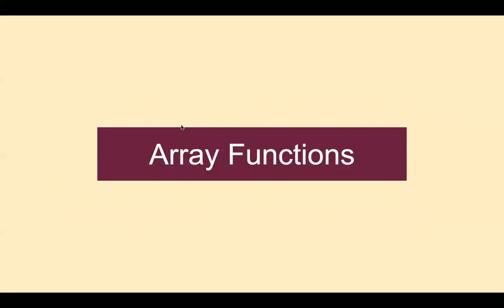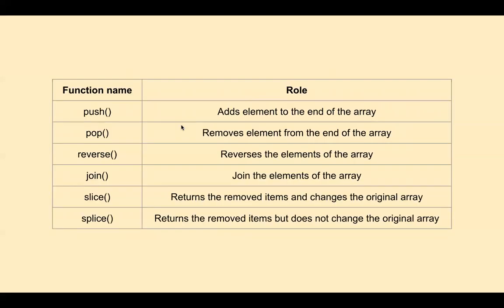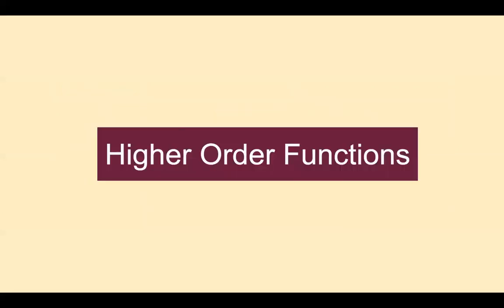Now there are some array functions also. Push adds an element to the end of the array. Pop removes an element from the end of the array. These two we have already done. Then there is reverse, which reverses the elements of the array. Join joins the elements of the array on the basis of a delimiter character. I'll explain what a delimiter character is. Slice returns the removed items and changes the original array. Splice returns the removed item but does not change the original array. So all these examples we'll again do in the class.